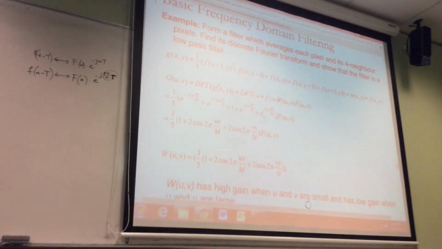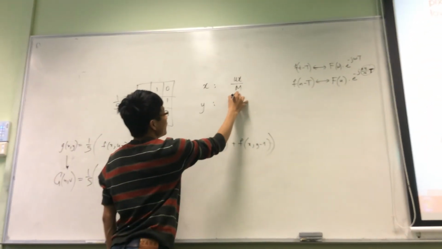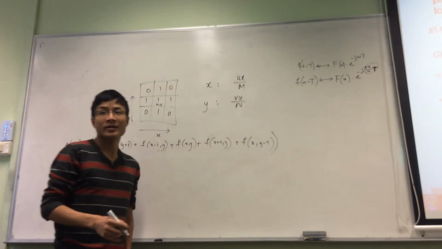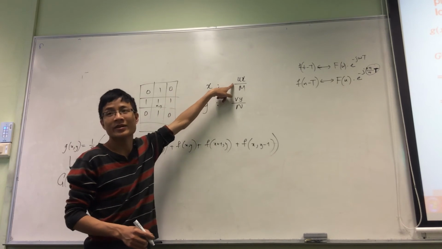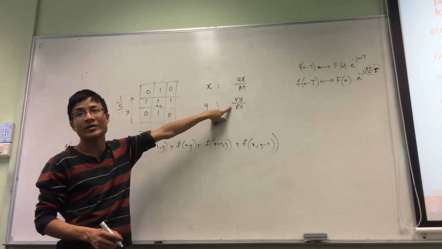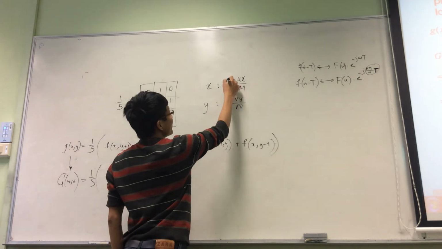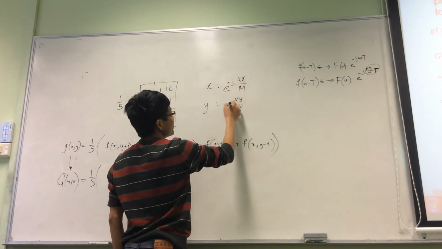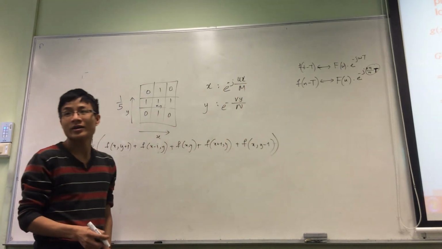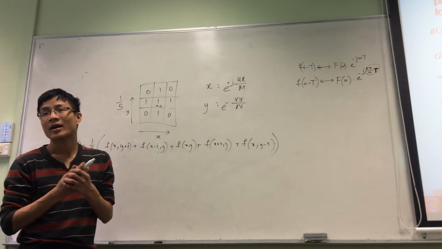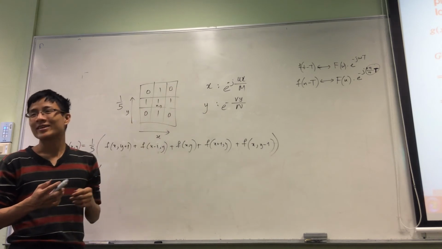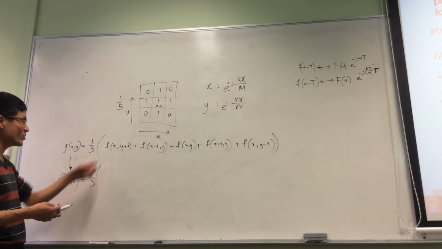Now this is the term. For x, we get the term ux over m. The y will shift by vy over n. When you shift by x, you include this term, and when you shift by y, you include this term. When it's both, like in the corner, you get e to the minus j of one term and e to the minus j of the other. You shift it in both.